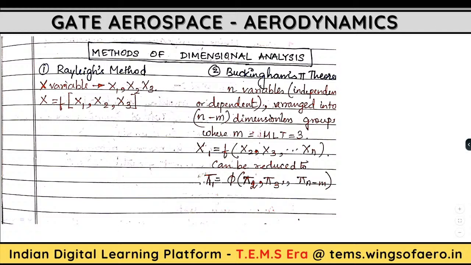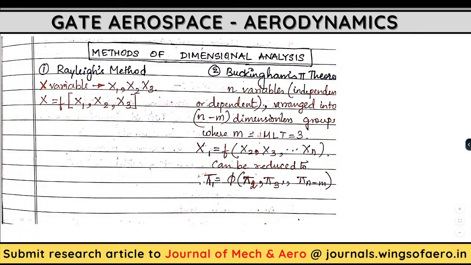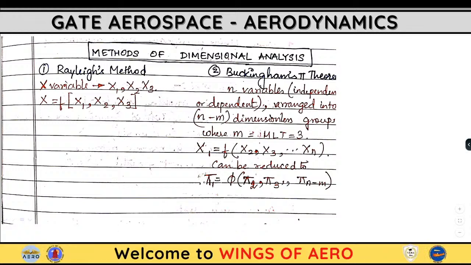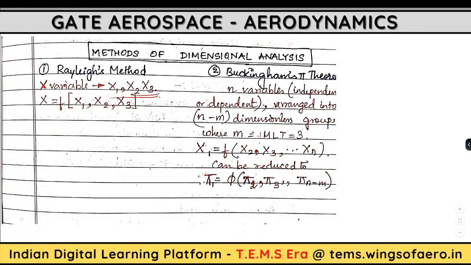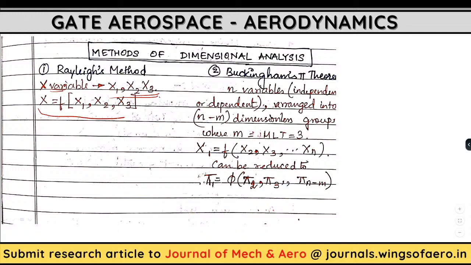The limitation of Rayleigh's method is that it cannot find the relation between more than three dependent variables. Suppose there are four variables, x1, x2, x3. Let's consider these are the dependent variables with the x variable. So we can write the function like x equals a function of x1 to x3. It can hardly interrelate these factors. It cannot.